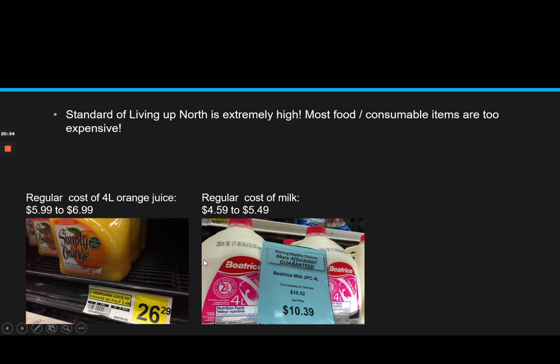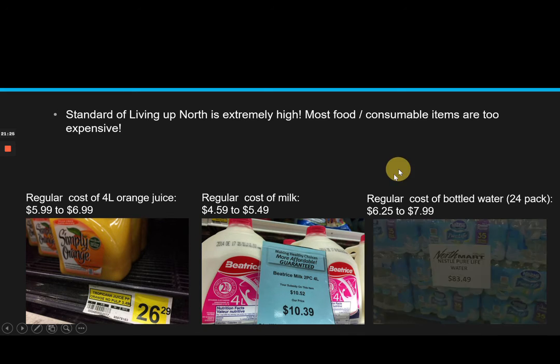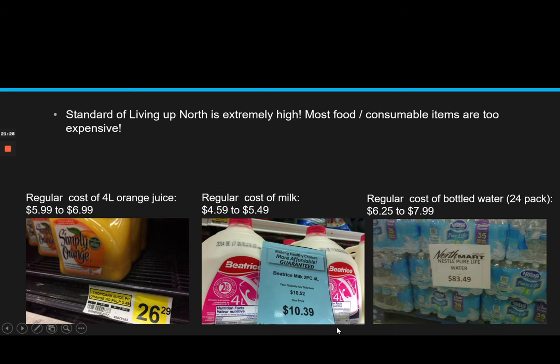Milk, okay, is also doubled in cost. So if the average or regular cost of milk is anywhere between $5 to $6, up north it's about $10 or $11. Now, water is the next one. Okay, if we were to buy a pack of bottled water, a 24 pack, it can cost us anywhere between $6.25 to $8. But if you're up north, they could potentially sell it for $83.